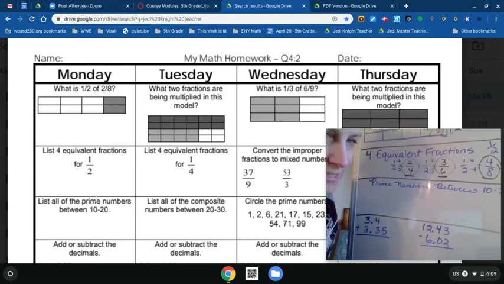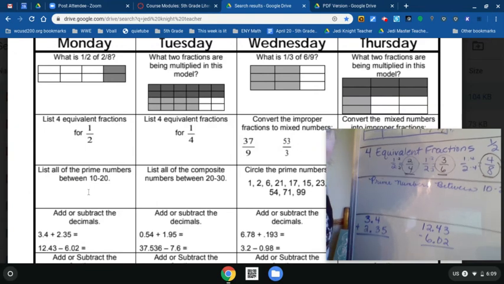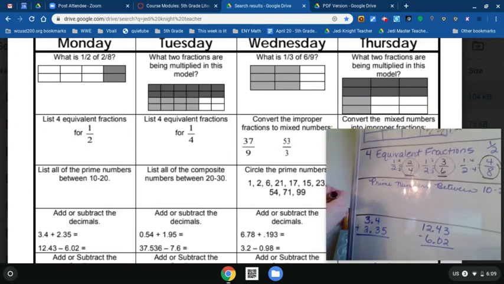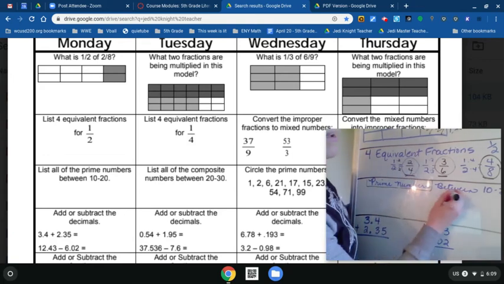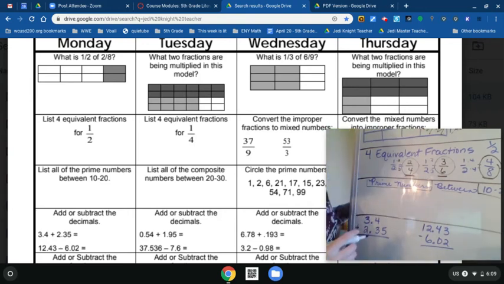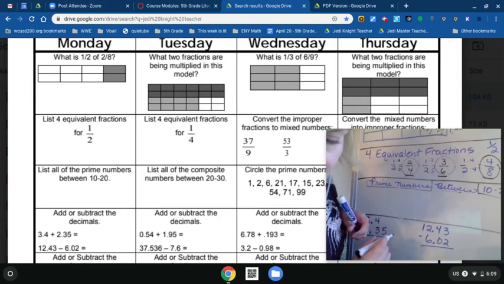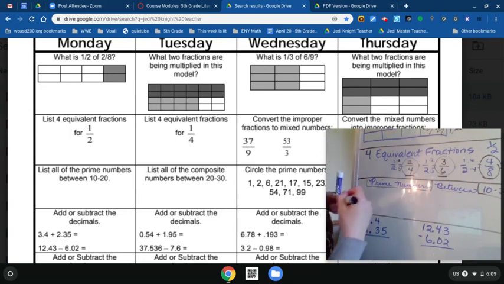The next question is, list all the prime numbers between 10 and 20. If you remember, prime numbers are numbers that can't be divided by anything besides 1 and itself. An example of a prime number is 7. 7 can only be divided by 7 to get a whole number, and by 1 to get a whole number. There's no other whole number that 7 could be divided by to get a whole number. So we have to think of prime numbers between 10 and 20. Well, we know 10 is not a prime number because it can be divided by 2 and 5. So let's not put 10.